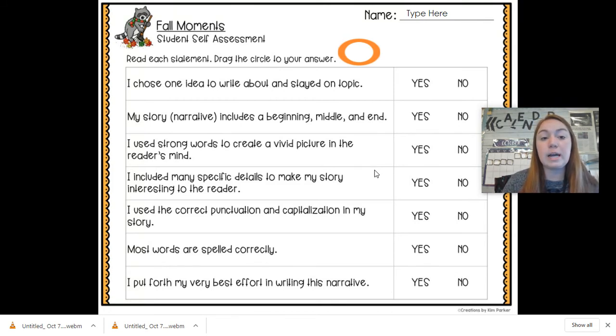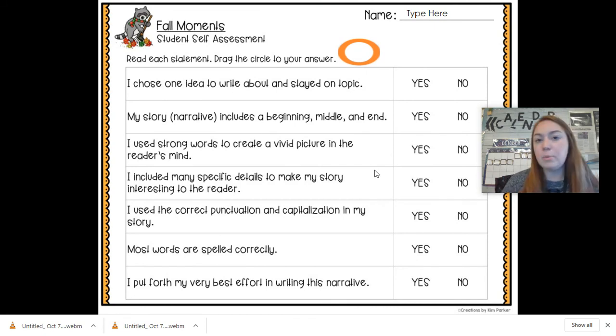So the first one says, I chose one idea to write about and I stayed on topic. My story narrative includes a beginning, middle, and end. I used strong words to create a vivid picture in the reader's mind. I included many specific details to make my story interesting to the reader. I used the correct punctuation and capitalization in my story. Most words are spelled correctly, and I put forth my very best effort in this narrative.